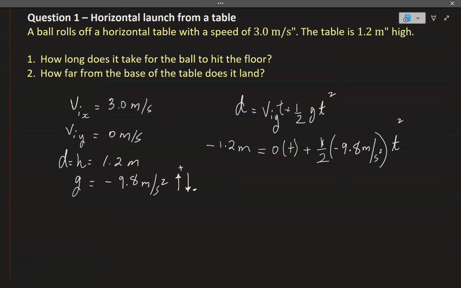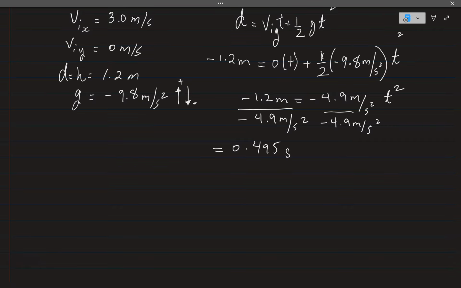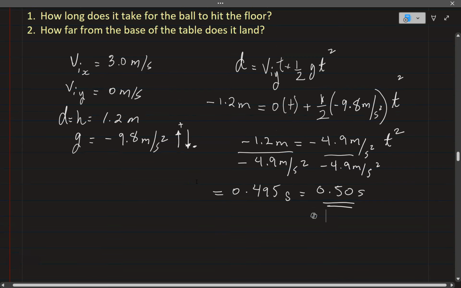We do the math in here, we'll get negative 1.2 meters equals negative 4.9 meters per second squared times t squared. Divide both sides by negative 4.9 meters per second squared, and your answer will be 0.495 seconds, or 0.50 seconds. Now we have the time it takes to hit the ground.